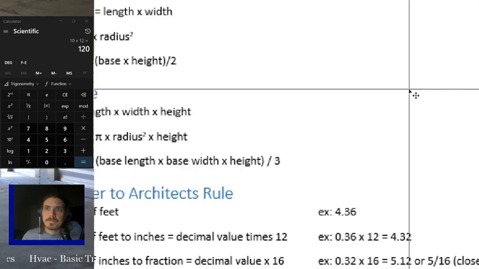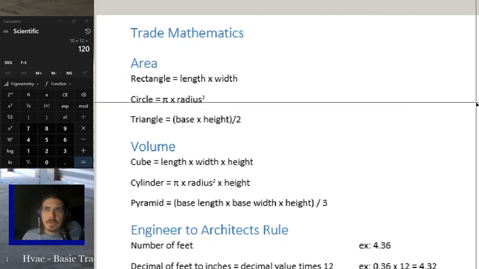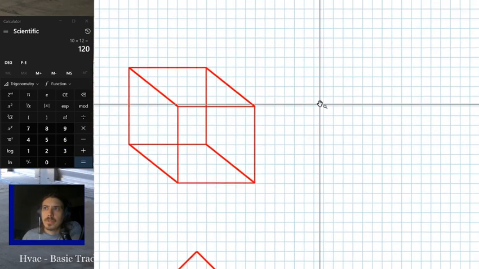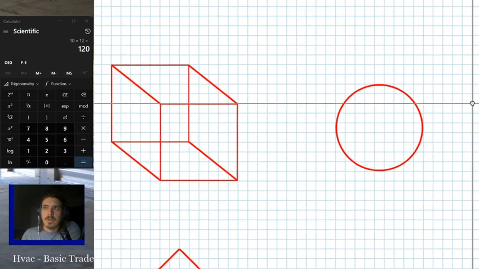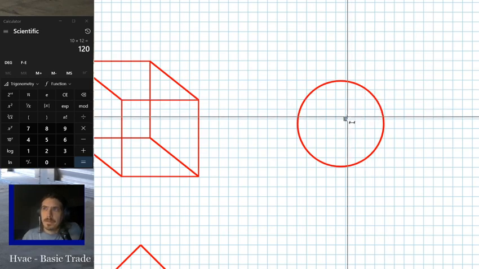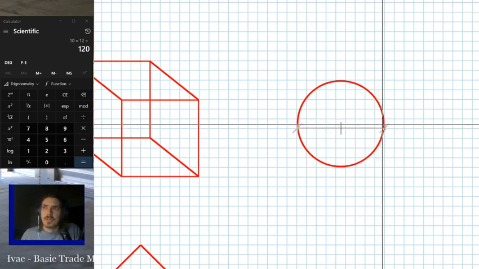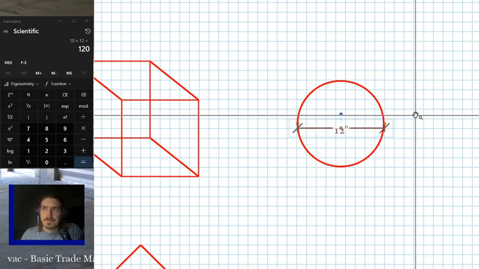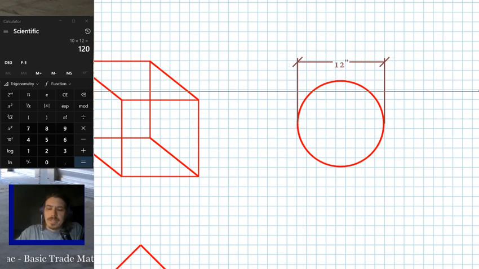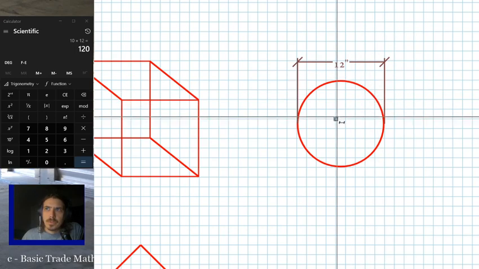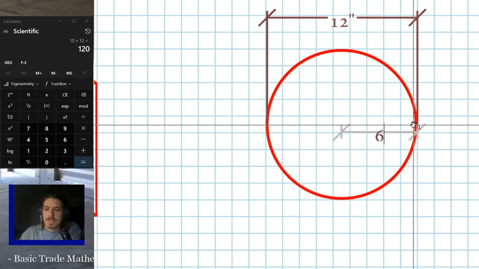Now, a circle. For the area of a circle, you got to know the radius. So, if we have a basic circle, then you have the diameter. So say we're talking about a 12-inch duct, right? 12 inches is the diameter. We take half of that to get the radius. So half of 12 will be 6 inches, right?